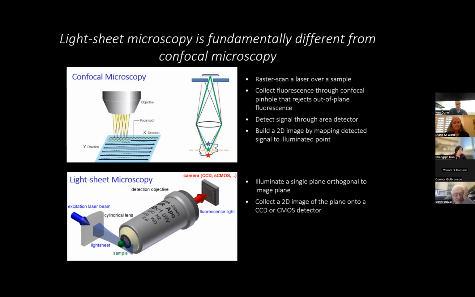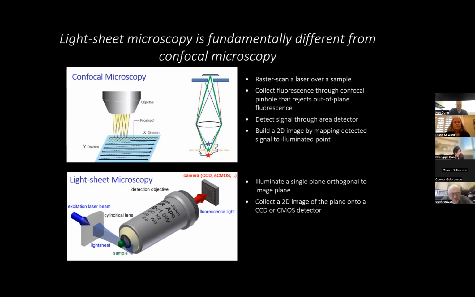Now, you'll notice you're only imaging a point. So to make an image, you have to take that laser beam and scan it over the sample and build up an image point by point. You collect it onto a photomultiplier tube or something like that. So you build a 2D image up by mapping detected signal to an illuminated point.